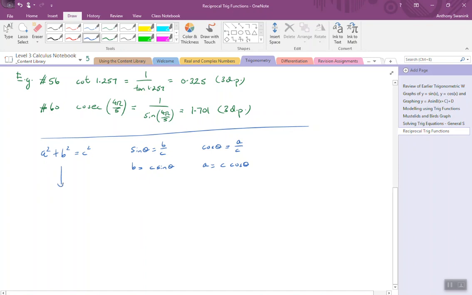So instead of A, we'll write C cosine theta, all squared. Plus B squared, which will be C sine theta all squared, is equal to C squared, which is on the right hand side. Now, if we expand the brackets, we simply have two things being multiplied and the side here being squared, so this will be equal to C squared and the cosine of theta squared. Now, we write that as cos squared theta.